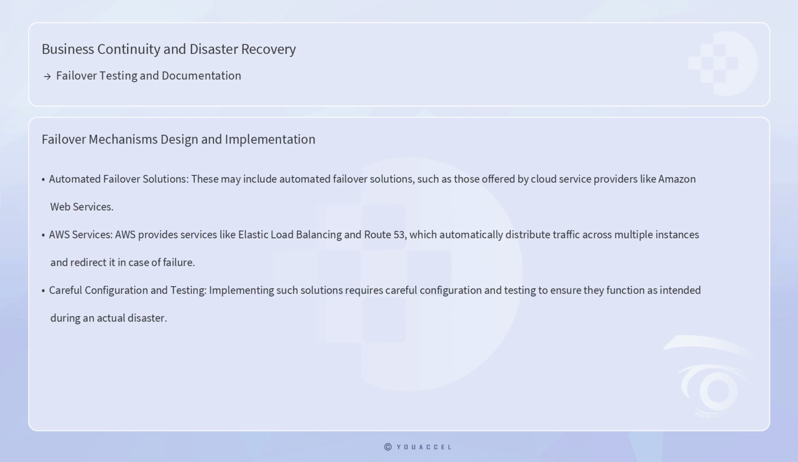Once critical systems are identified and objectives are set, organizations can design and implement failover mechanisms. These may include automated failover solutions, such as those offered by cloud service providers like Amazon Web Services. AWS provides services like Elastic Load Balancing and Route 53, which automatically distribute traffic across multiple instances and redirect it in case of failure. Implementing such solutions requires careful configuration and testing to ensure they function as intended during an actual disaster.